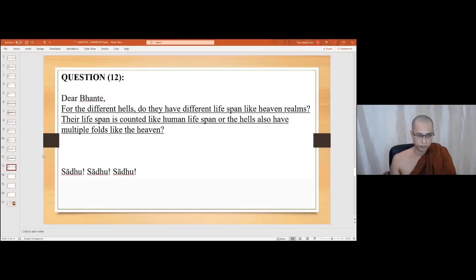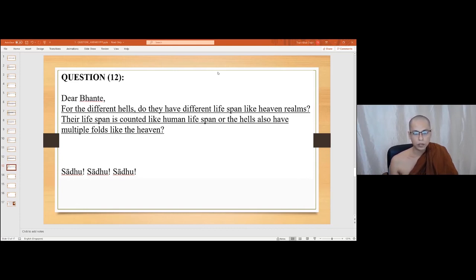The 12th question is about the different hells. Do they have different lifespans like the heaven realms? Is their lifespan counted like human lifespan, or do the hells also have multiple folds like the heavens? Oh, for the hells also, they have different lifespans. The different lifespan is the maximum lifespan, but due to the kamma, it can be shorter. The lifespan of the hell can be shortened, like I said, Queen Malika was born in the hell, but only for 7 days of human time. It is very short compared to the lifespan of hell.